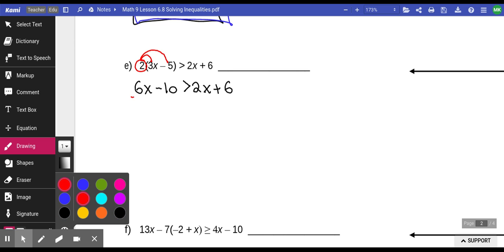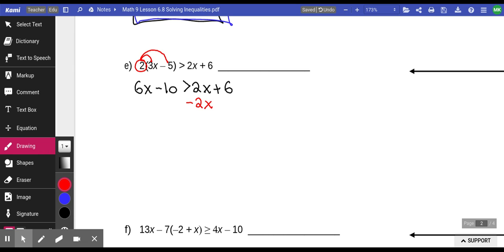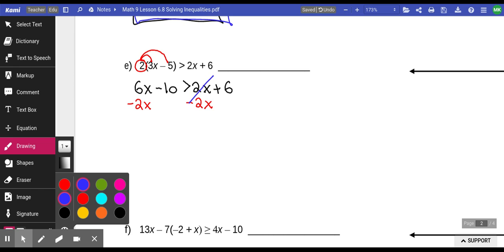So if I have 6 x's over here and I have 2 x's over here, I'm going to move the smaller amount. In this case, 2 is less than 6. So I'm going to subtract the 2x's from both sides. So I'm taking the 2x's, I'm moving them from the right side to the left side, which will give me 6x minus 2x gives me 4x's minus 10 is greater than, on the right-hand side, the x's are now gone.